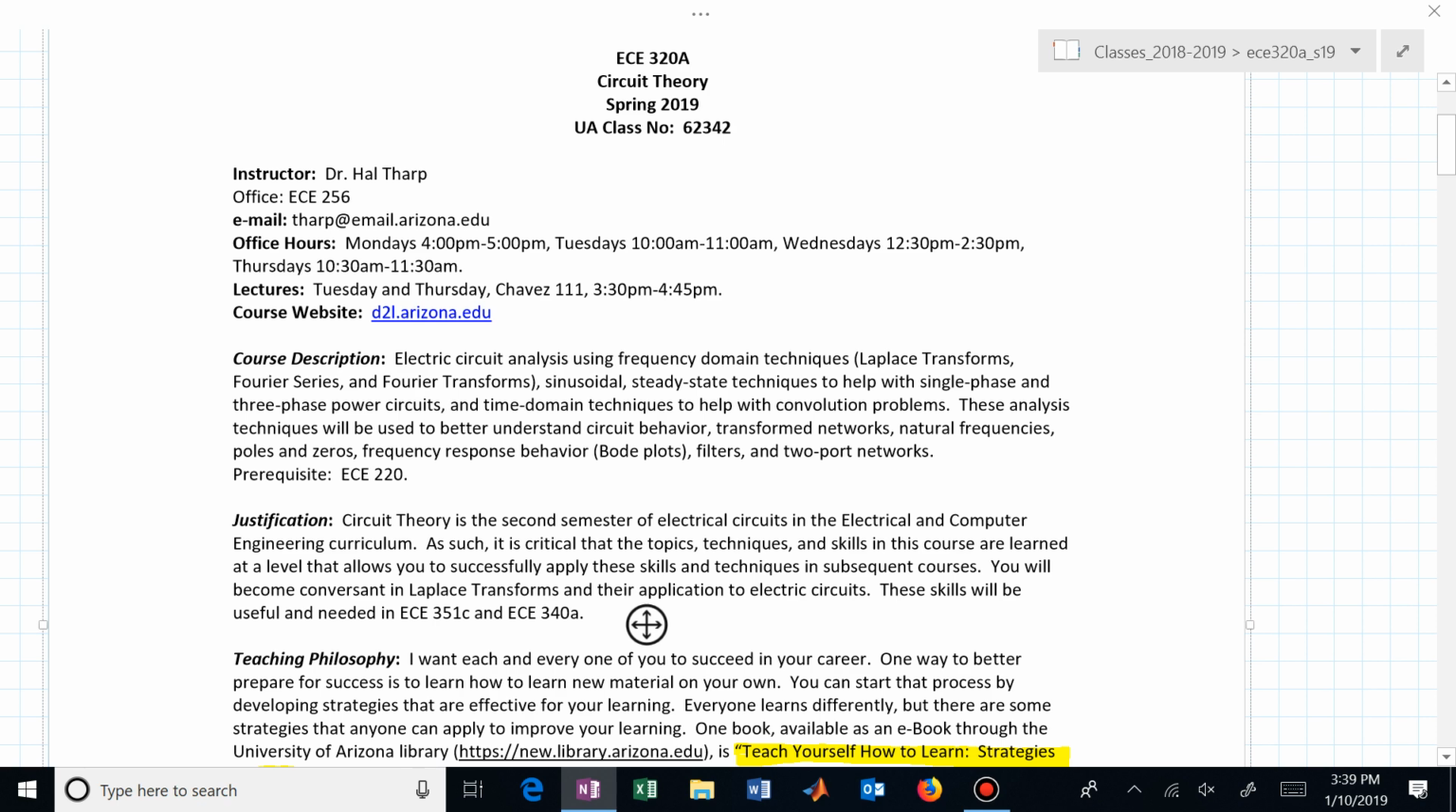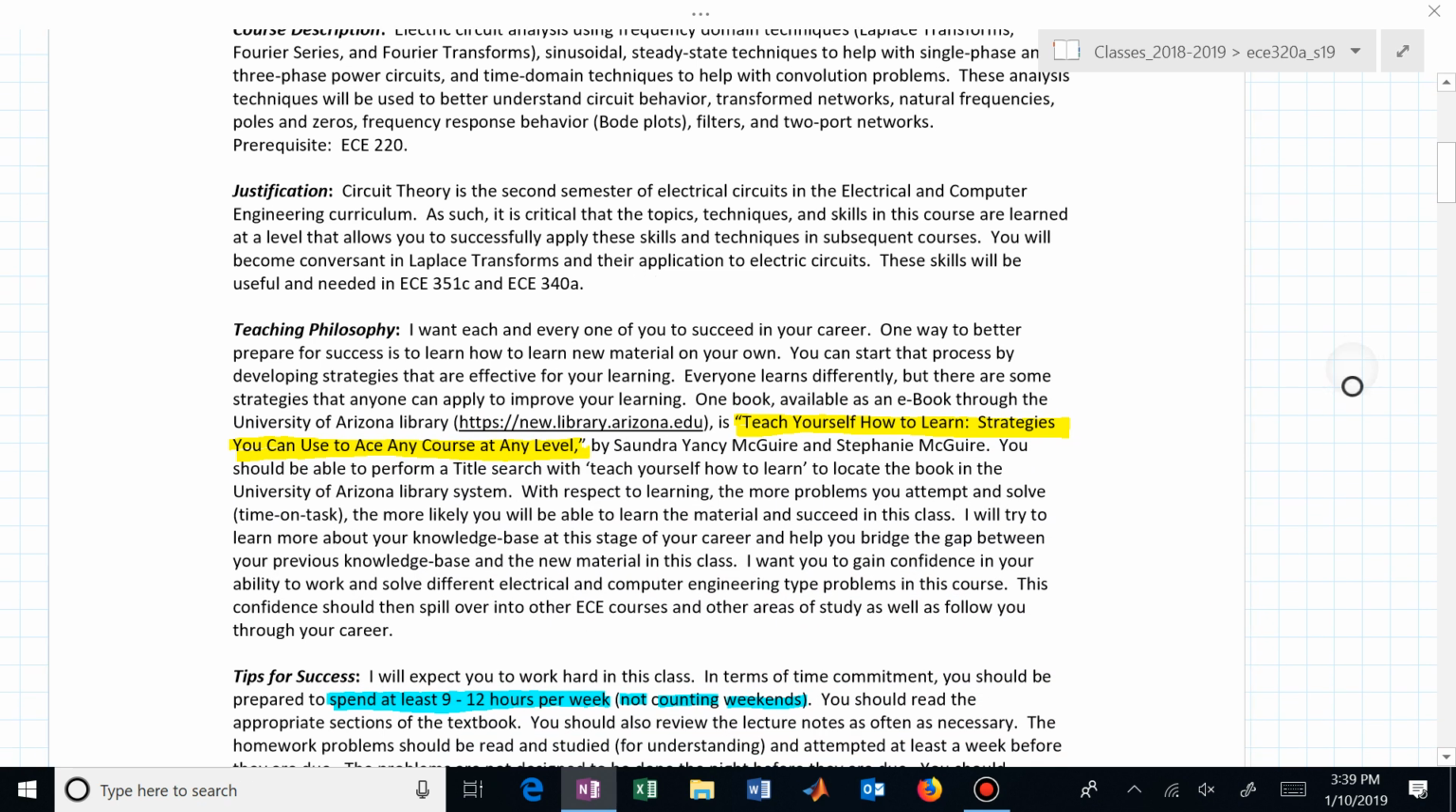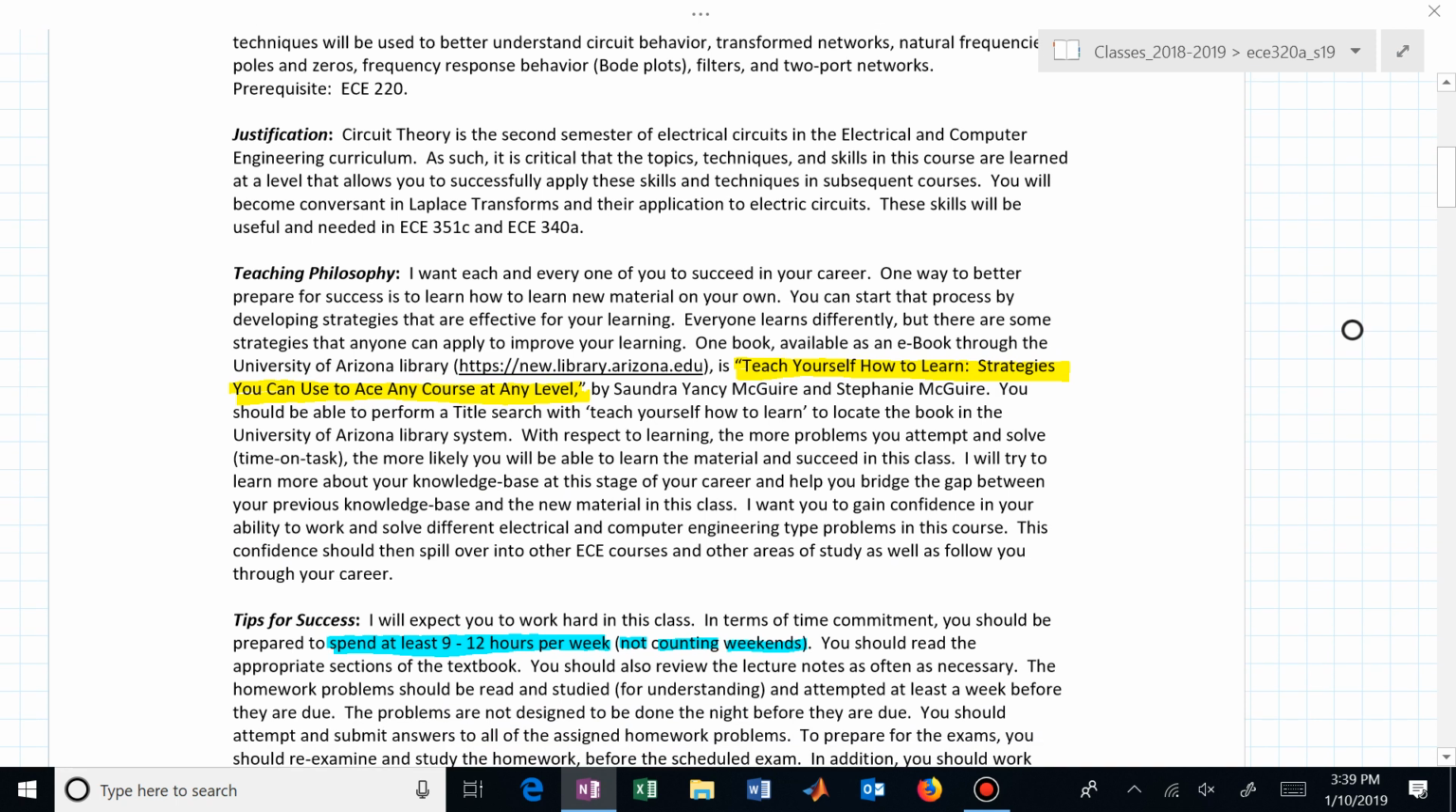The first page really talks about being successful in the class, and one fairly new book is Teach Yourself How to Learn, and that's available to you through the U of A bookstore or library, and you can get the ebook that way, and it's really complementary to those study rules that I have you read in the passport. But if you're interested in trying to figure out how I can more effectively focus my time when I'm studying, what do I need to do? How many know the word metacognition?